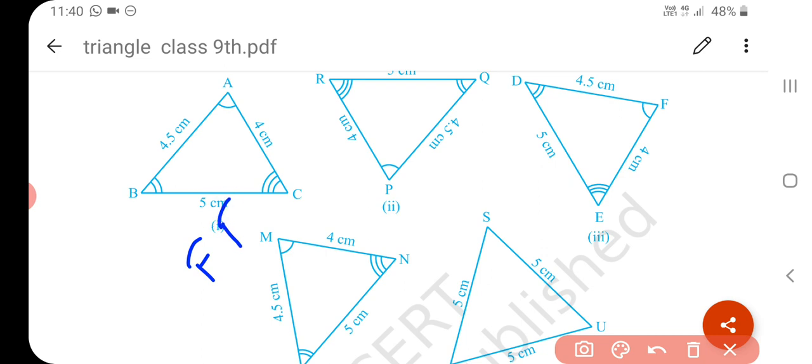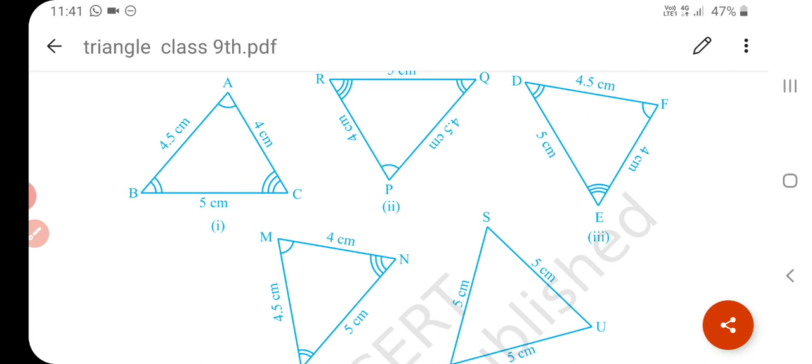EF is corresponding to MN, because EF is 4 centimeter and MN is 4 centimeter. Okay, DF is 4.5 centimeter. Now MR is 4.5 centimeter, DE is 5 centimeter, and NR is 5 centimeter. Okay, so they are called corresponding sides.